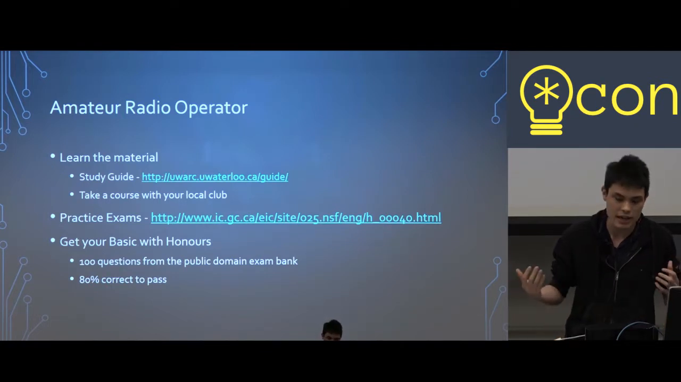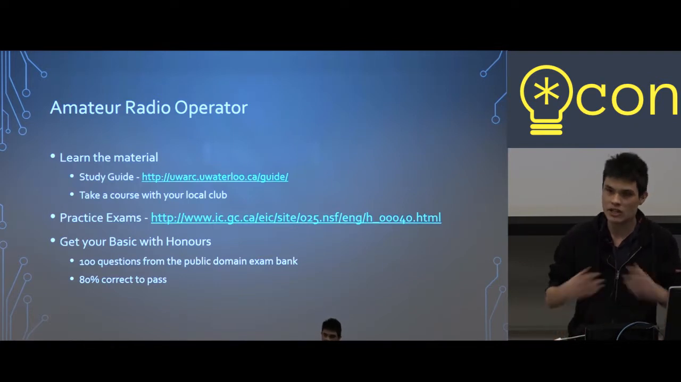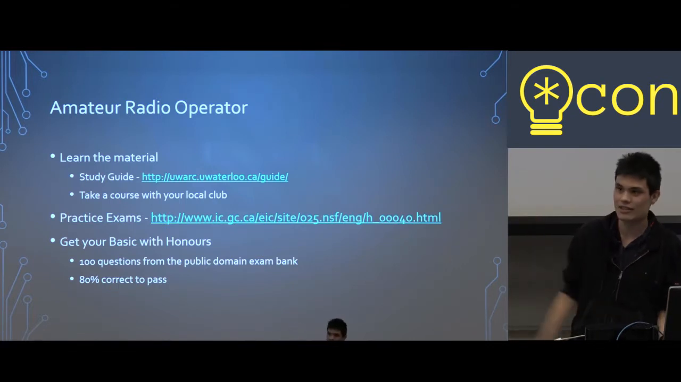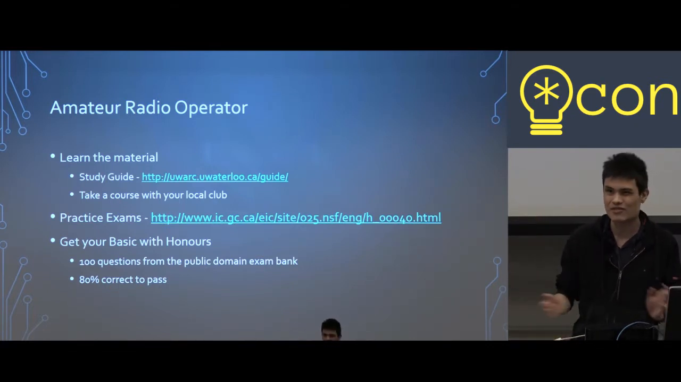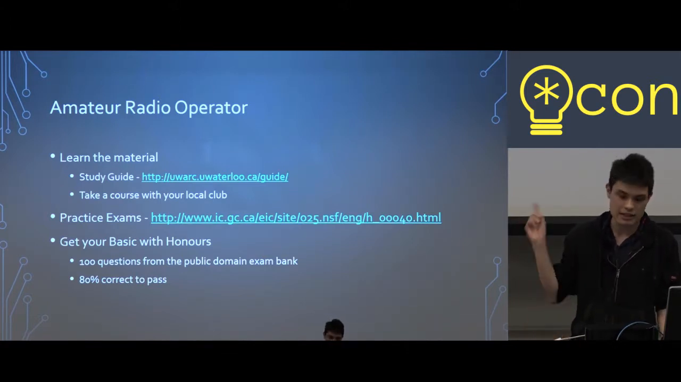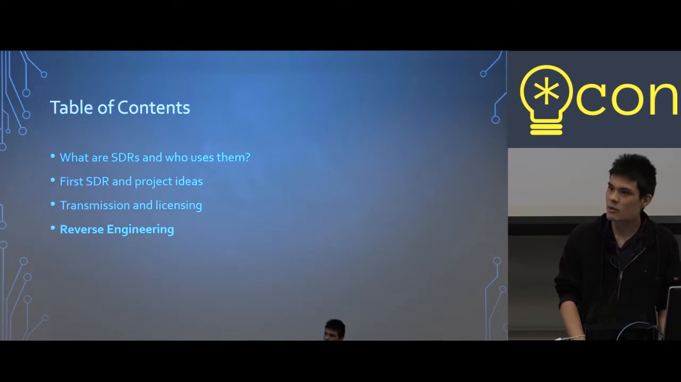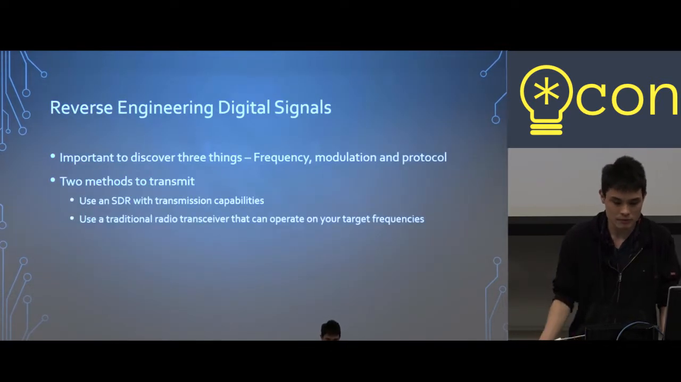The way that the amateur radio exam works is that 100 questions are picked out of a public domain exam bank, so we know about all the questions ahead of time, so you can just do as many sample exams as you want. This is hosted by the Canadian government. It's very similar in the US and elsewhere in the world. And to get basic with honors, which is kind of the standard level, you need to get 80 questions out of the 100 correct. So finally, let's talk about reverse engineering digital signals.